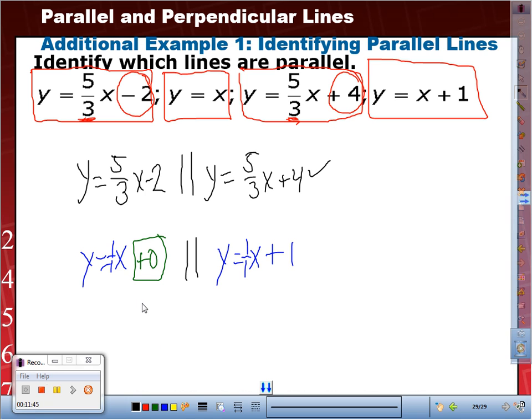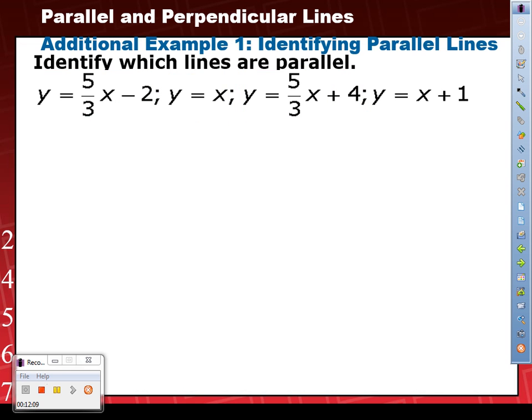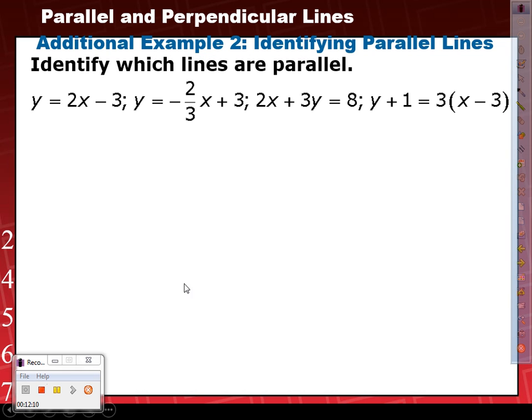So was this one written in slope-intercept form? Yes. Okay. Fairly simple? And that's it? Yeah, it is. It is probably one of the simplest lessons. Let's go to the next one. But this one, notice that all of these were solved for y. Copy this next example, please. Example number 2.